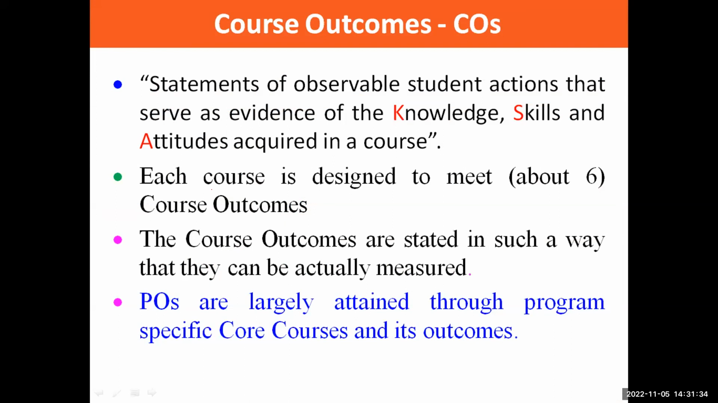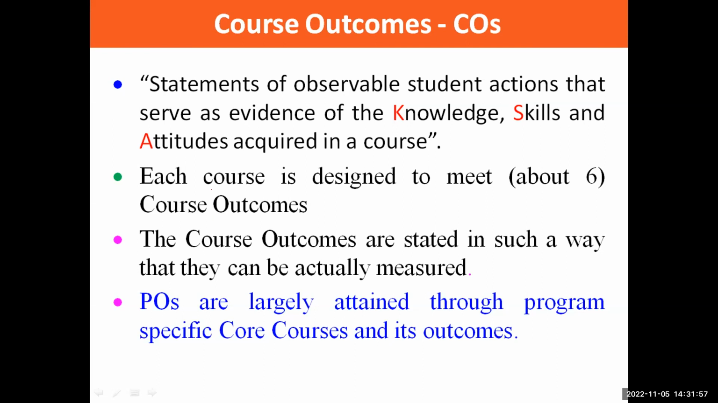Course outcomes are nothing but statements of observable student action as evidence of the 3 pillars of OBE: knowledge, skill, and attitudes, right? And that could be reflected everywhere, whatever the course is, it doesn't matter. So each course is designed to meet the course outcomes.